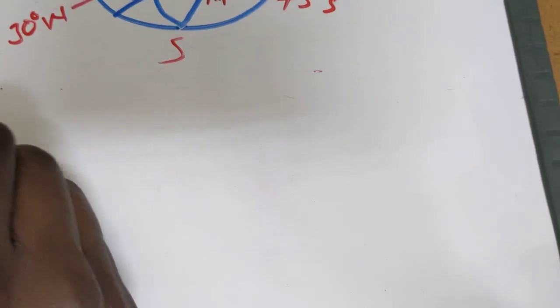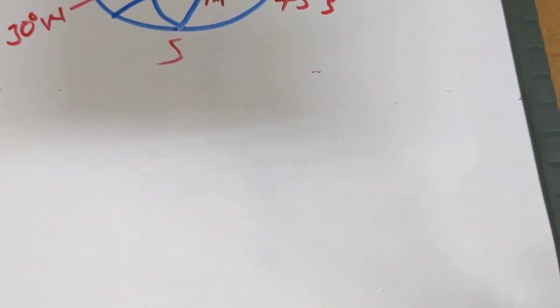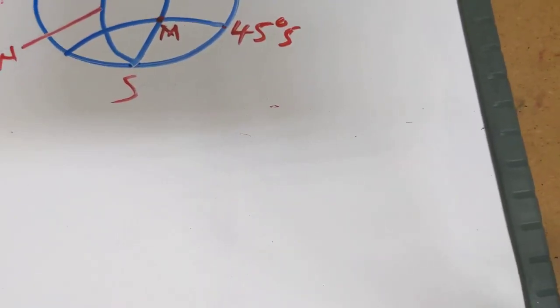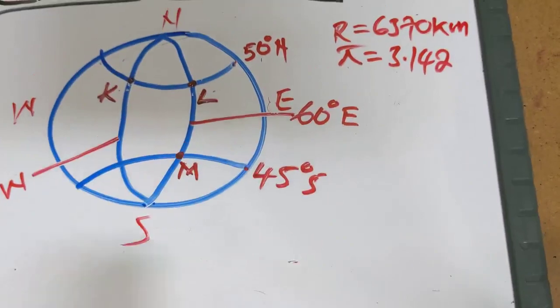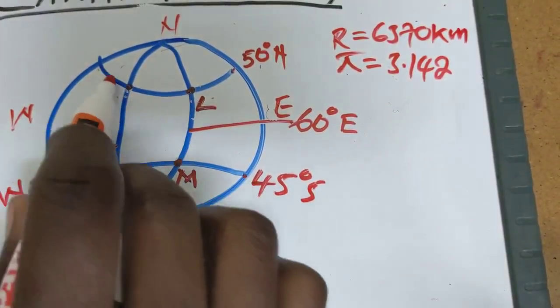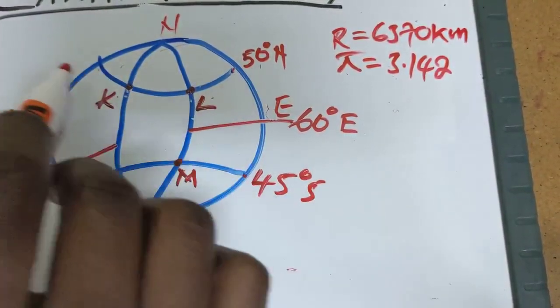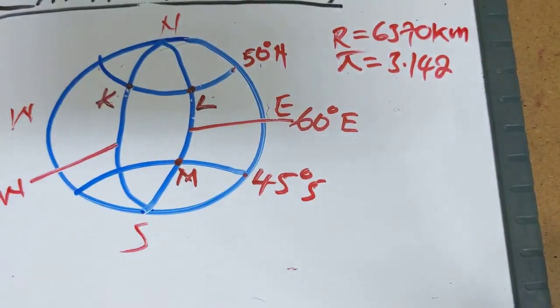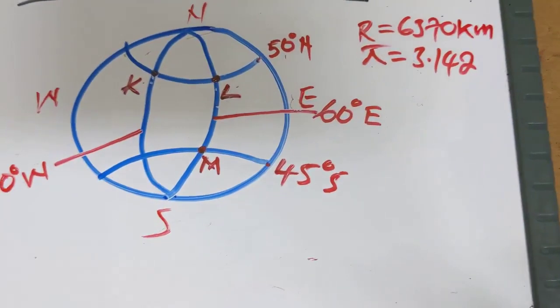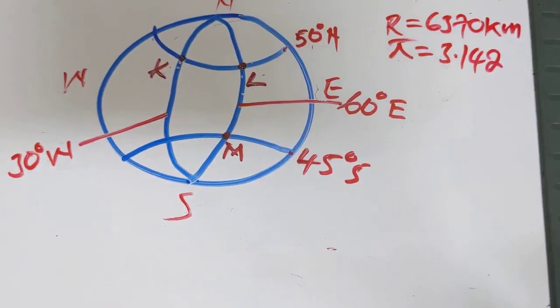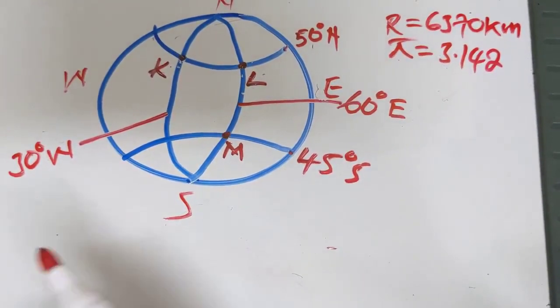So that is the way to find the answer. Then the second, the B, we said that it had A and B. So B, we are told to find the distance in kilometers between L and K. Between L and K, you know that this is in latitude. So you need to know that formula when finding the distance in latitudes.